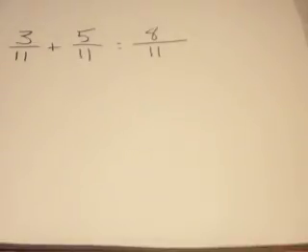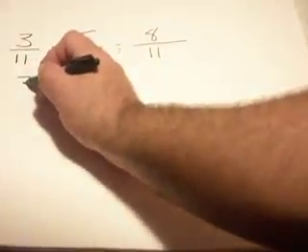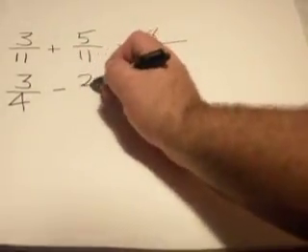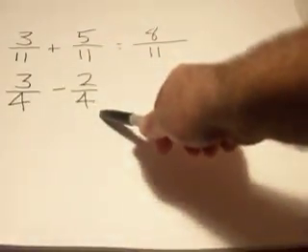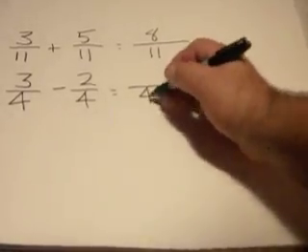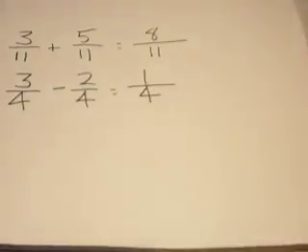Let's say we're going to subtract. Well, if you can subtract, you also need a common denominator. Say we have 3/4 minus 2/4. Again, we have a common denominator, so all we're going to do is subtract what's on top. The denominator stays the same. So I've got 3 minus 2 is 1. So 3/4 minus 2/4 is equal to 1/4. So far so good?